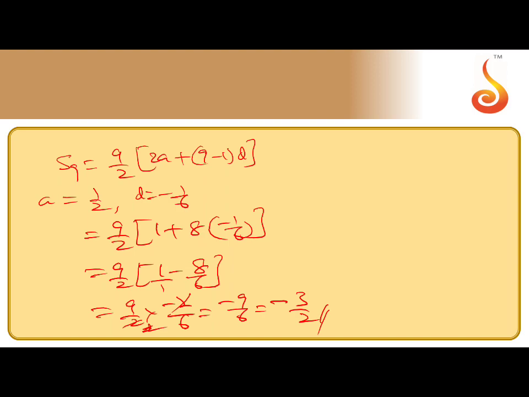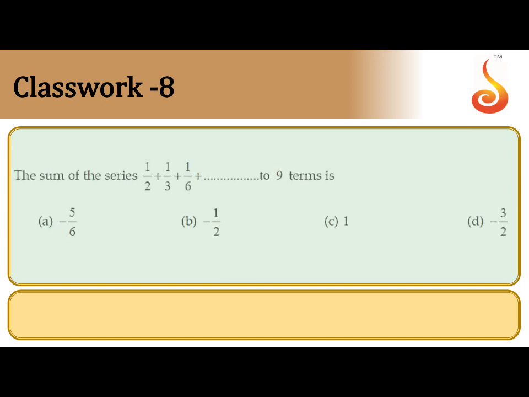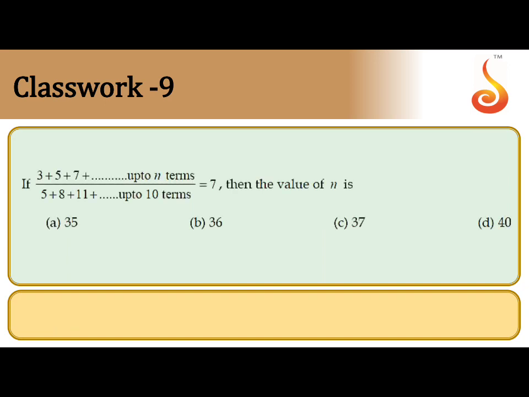I hope you understood this one. Check whether the answer is correct or wrong. So what have we got? Answer minus 3 by 2. Option D is correct. Let us take the next question.